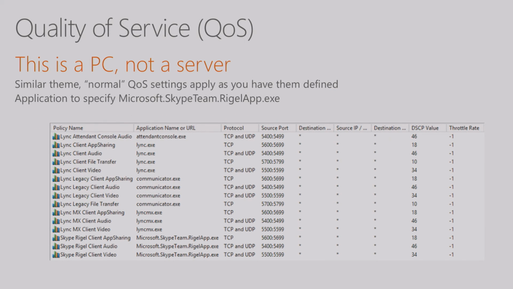This is the variance. If we're tagging by application, the application name is microsoft.skypeteam.rigelapp.exe. And so we want to map it to that particular application, and then we'll be able to use our same ports and map things out and give DSCP. It's very simple, very easy to do, and it'll just inherit it on boot because, again, group policy, right?